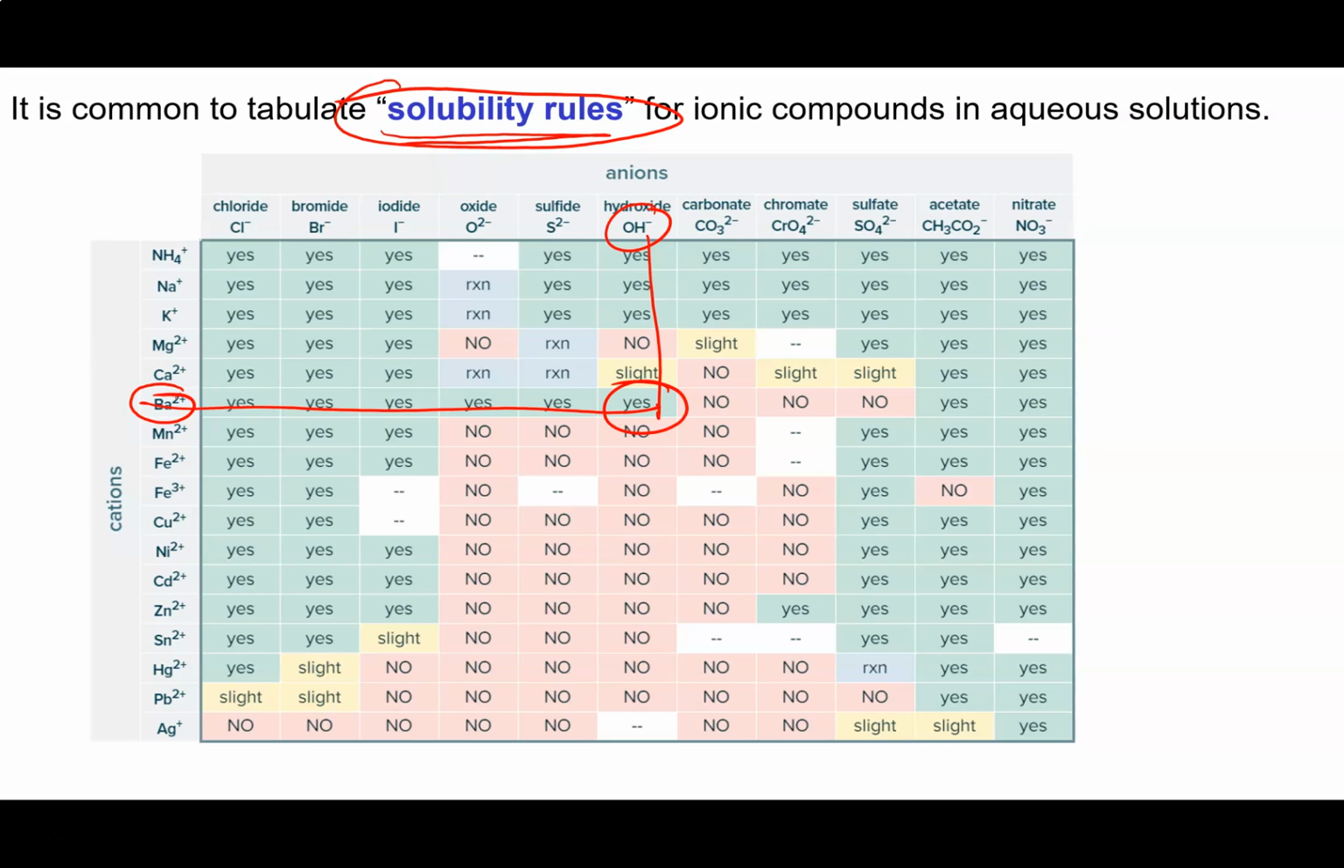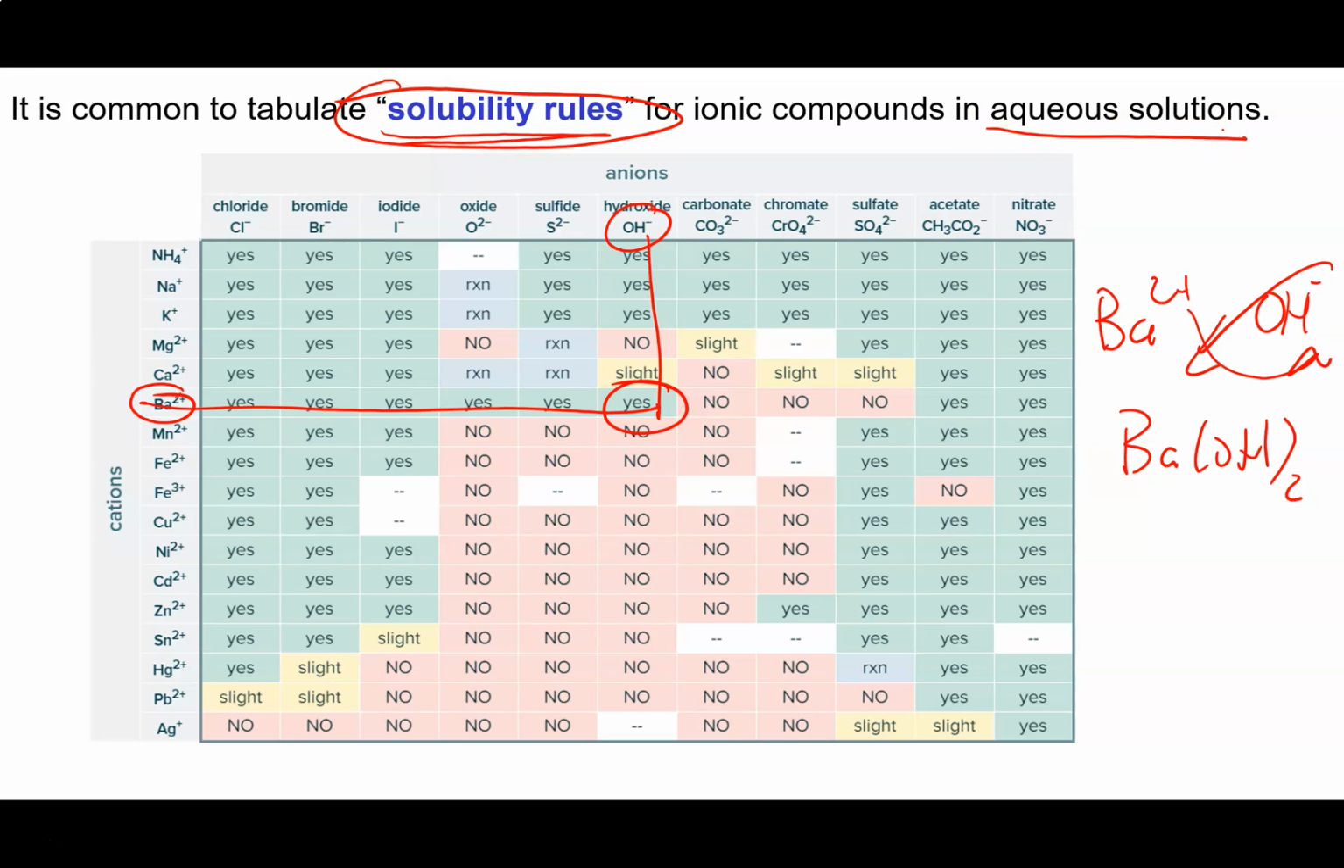So let's see. Here we can see that barium hydroxide would be soluble. So barium is 2+, OH minus is 1 minus, so we'd have to do crossover. So this would be Ba(OH)2, and that would have good solubility in water because this is a table of solubility rules for aqueous solutions.